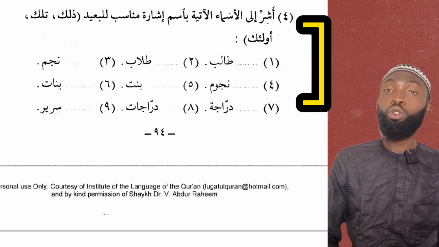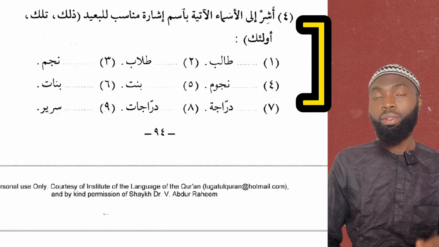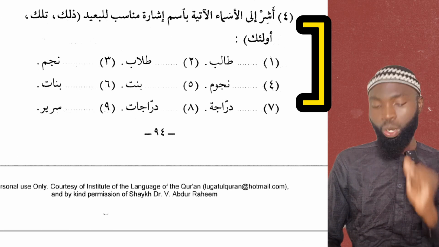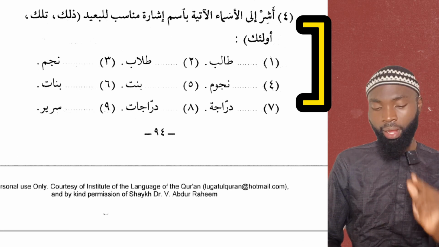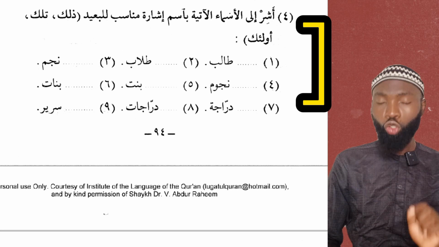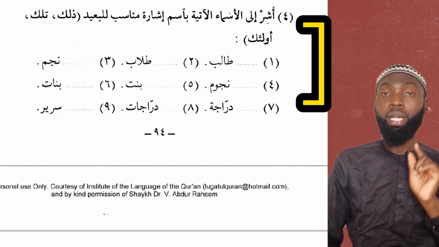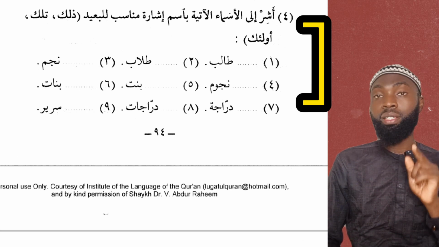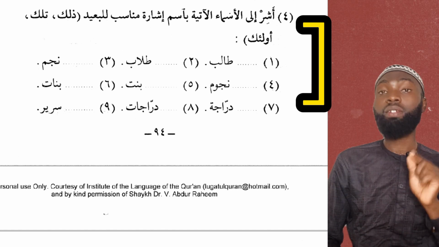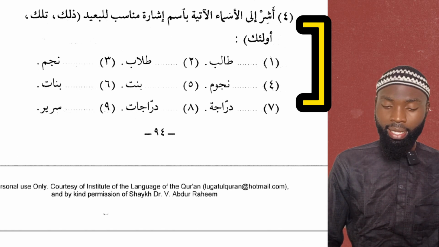Number one, we have talibun, a student. What do we say? Dhalika talibun, that is a student. Tullabun, ulaika tullabun. Najmun, dhalika najmun. Nujumun, tilka nujumun. Bintun, tilka bintun. Banatun, ulaika banatun. Darrajatun, tilka darrajatun. Sorry, we are using tilka.